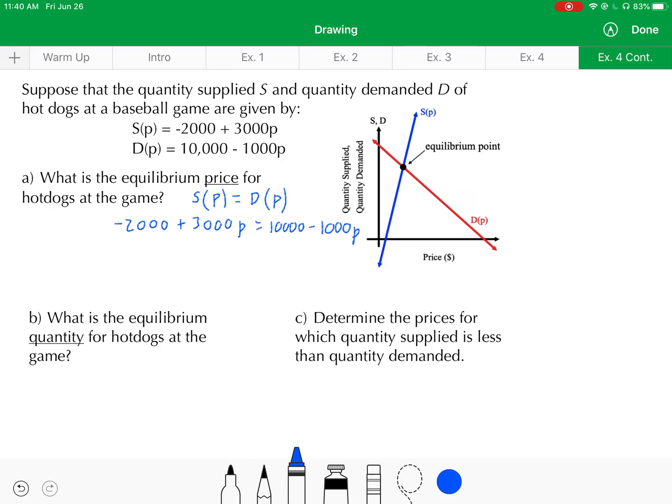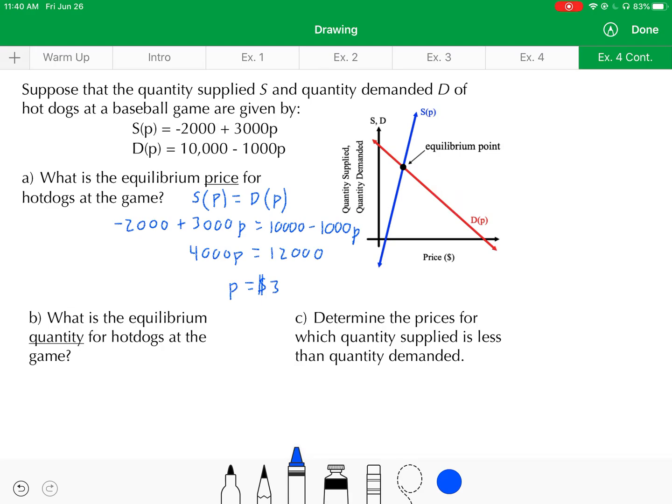Variables to one side, constants to the other. So 4,000 P is equal to 12,000. P is going to end up being 3, and that would be $3. So basically we're saying we need to sell these hot dogs at $3 a piece in order for me to not have any leftover at the end, okay?